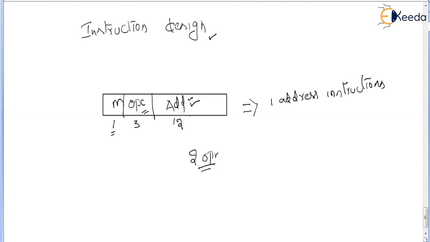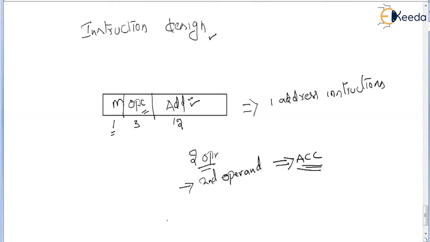Then what is the second operand? We also know that the second operand is always the accumulator, right? So whenever we execute the instructions that are of one address, the second operand will always be the accumulator. The accumulator will act as the second operand, rather the implicit operand, for all these instructions.